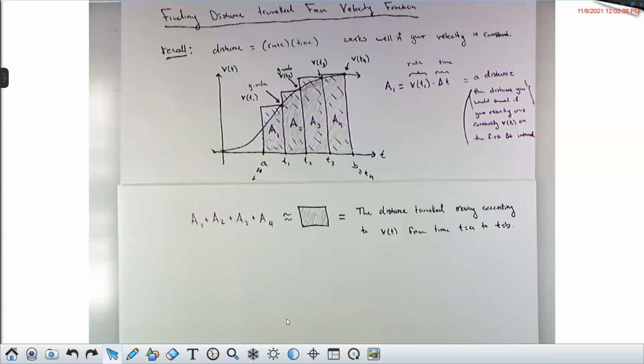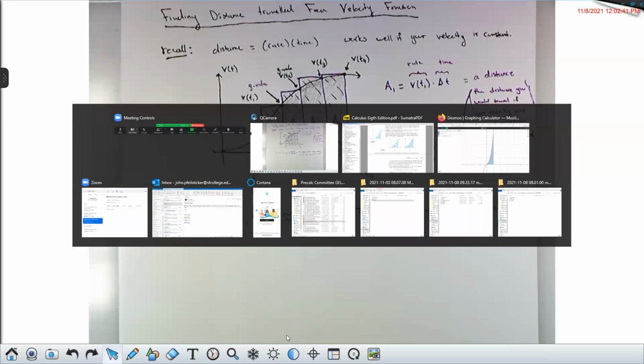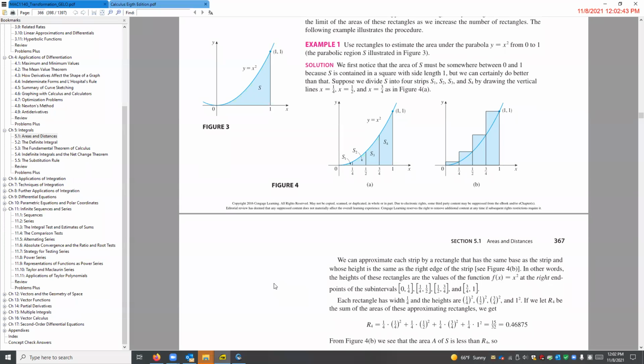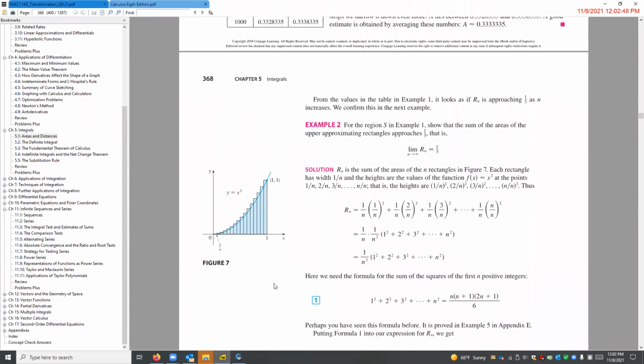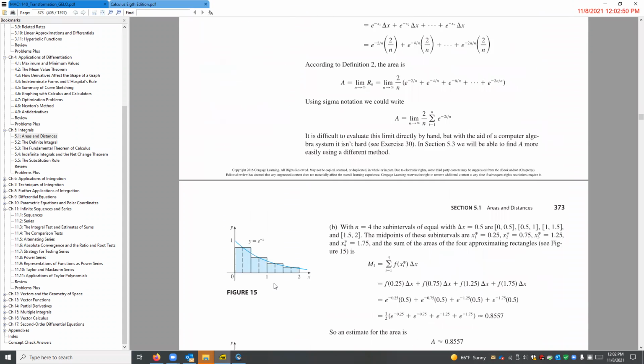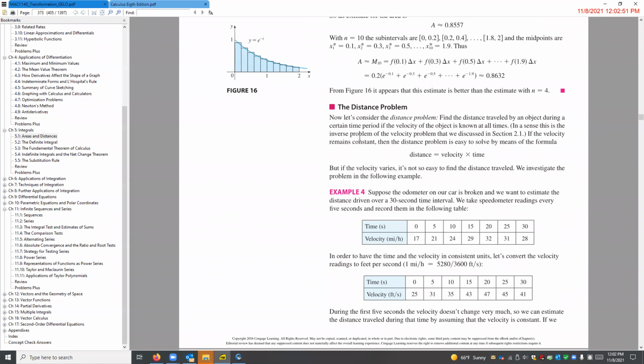All right, what I would like to do at this point is just calculate an example. Your book has 1 or 2 in here that aren't bad. So if I want to estimate how far I've driven over a 30-second time interval and I take speed readings every 5 seconds, let me get this table. Let me copy this information down.